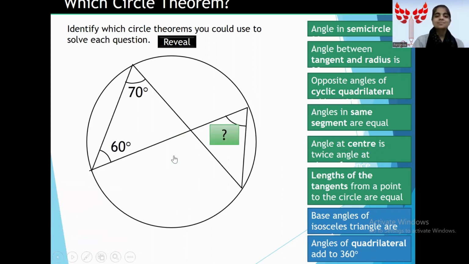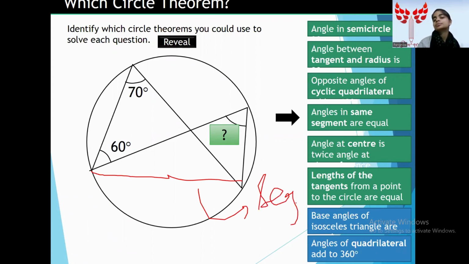And yes, we're correct. Now let's look at this. This is quite simple. Let's reveal the property first. It's only one property: angles in the same segment are equal. We can see the same segment here. And if this is 70, this would also be 70.